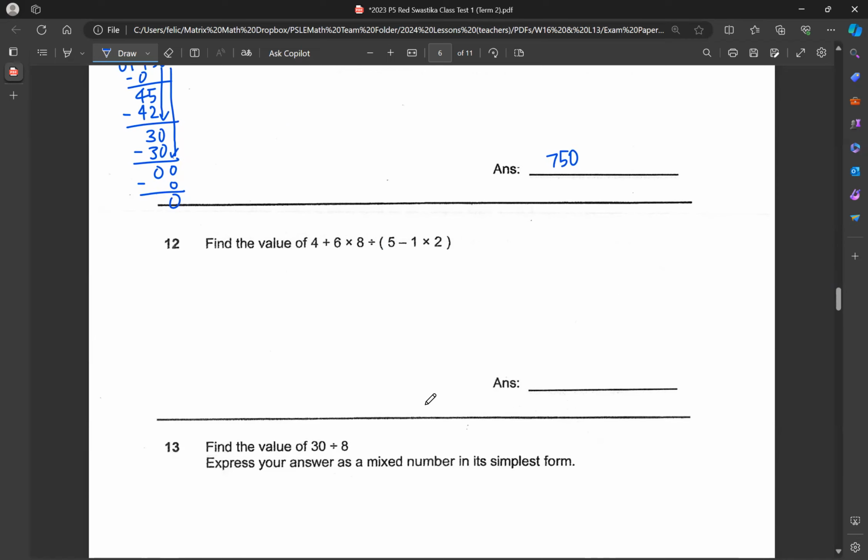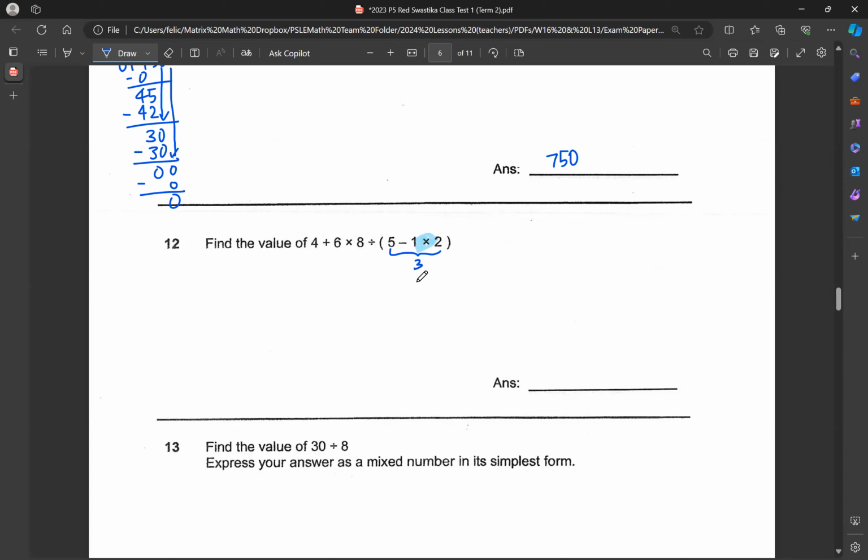Next one, order of operations. Solve the brackets first. Okay, so look at the bracket first. We're going to settle this first. So inside the bracket, there's minus and times. Of course, you have to solve the times first. Alright, so when there's a mixture, then see which one to solve first inside the bracket. So solve the times first. So 1 times 2 is just 2. So 5 minus 2 is a 3. Okay, so that's just a 3.